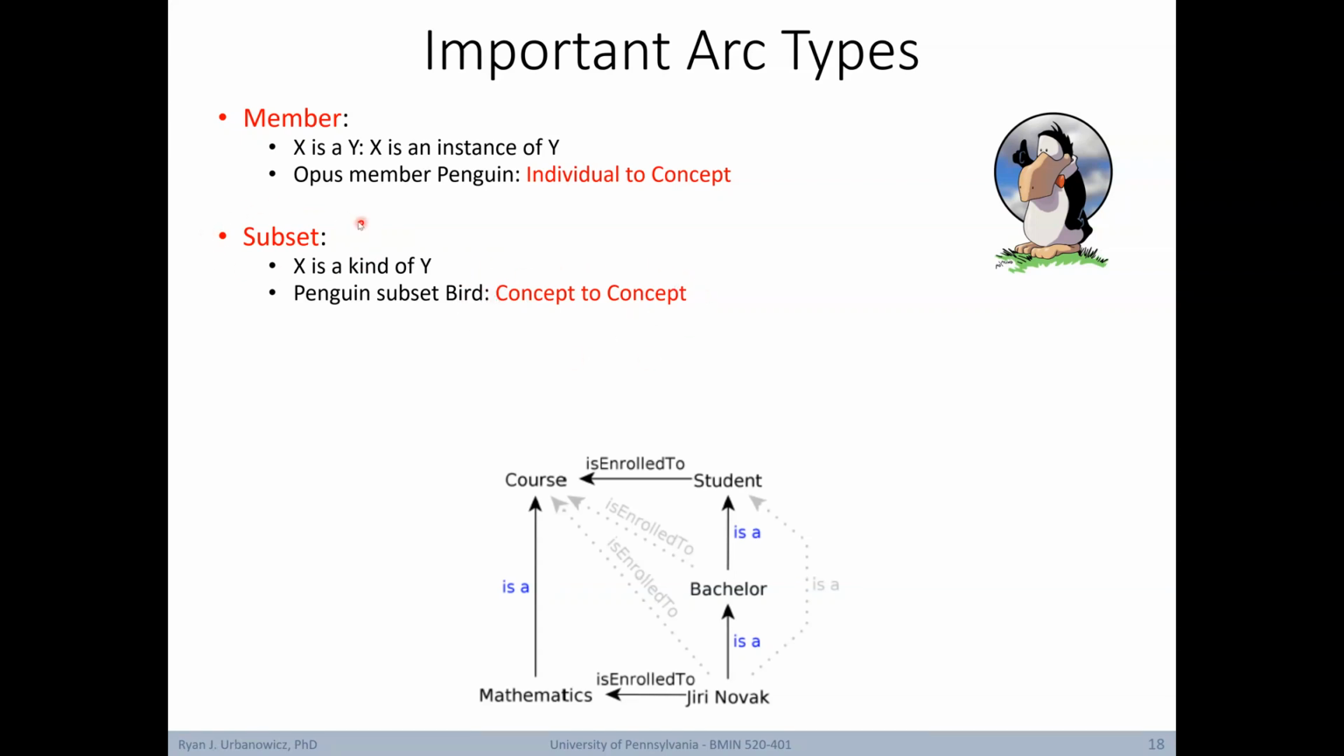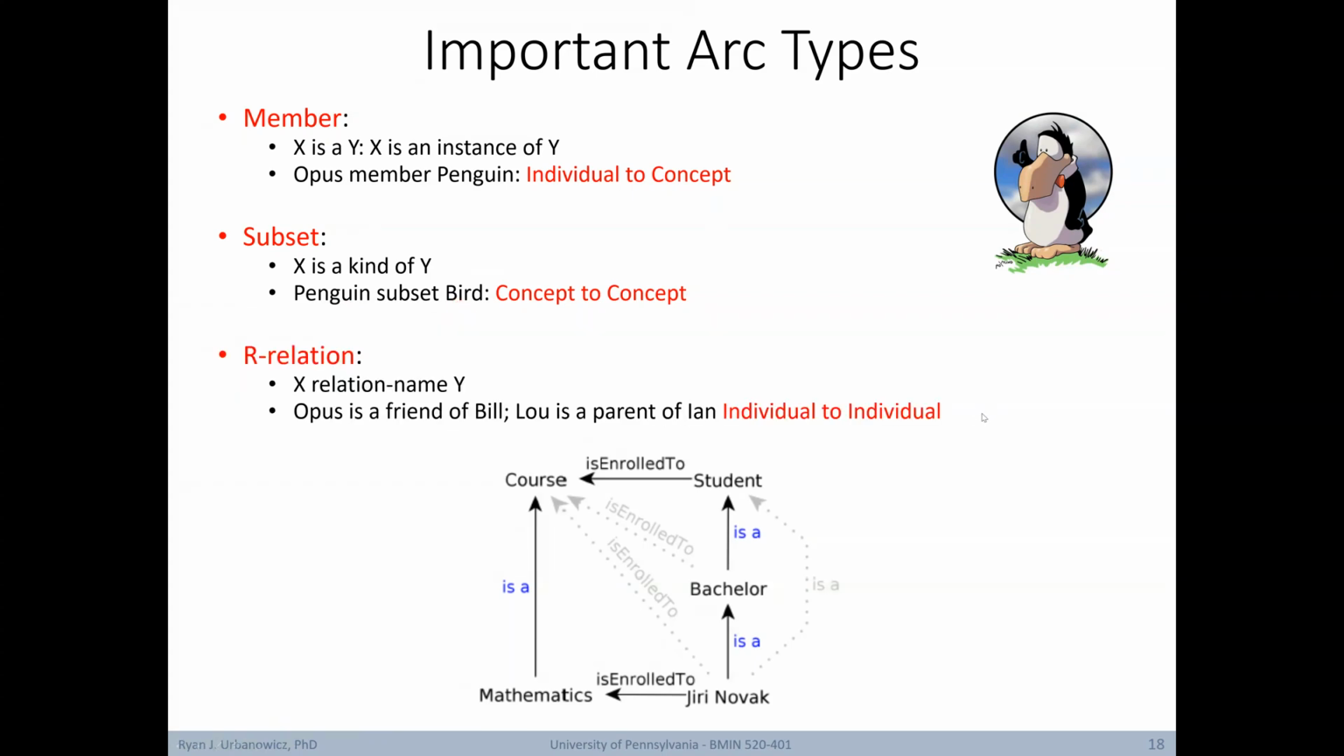This is referred to as a subset. In other words, X is a kind of Y. Or in our specific example, penguin is a subset of bird. Lastly, we can have a relationship between two individuals. This is referred to as an R relation, or X has a specific relationship to Y. In other words, our penguin Opus is a friend of Bill, and Lou is a parent of Ian.